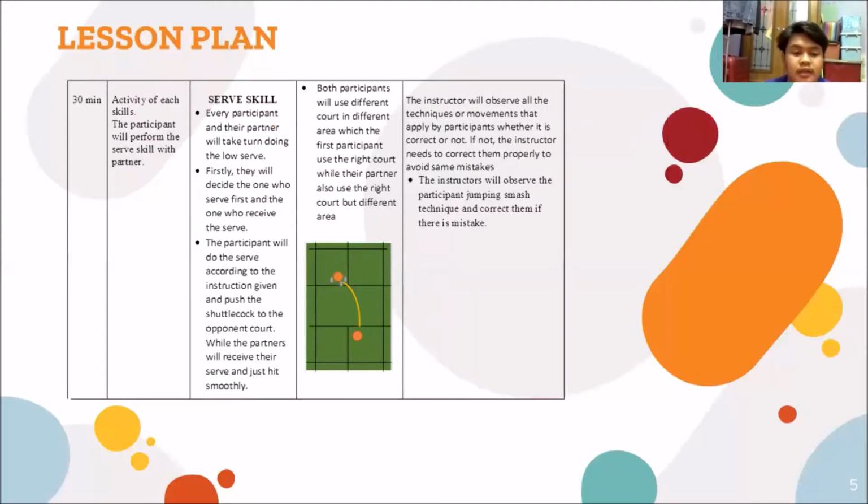Next, this is the activity of each skill that the participants will perform. This session will take about 30 minutes, where each skill will have 6 minutes. The participants will do all the activities that relate to the skills that they have learned.